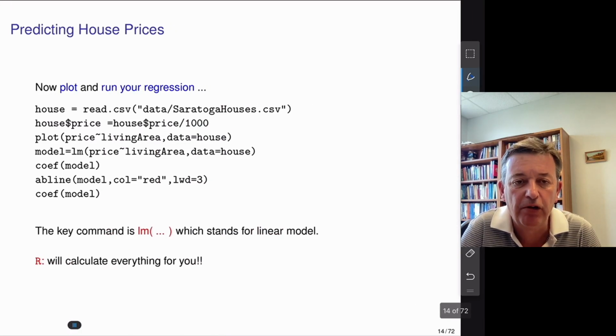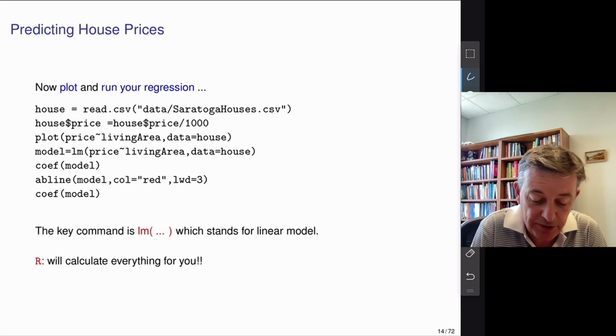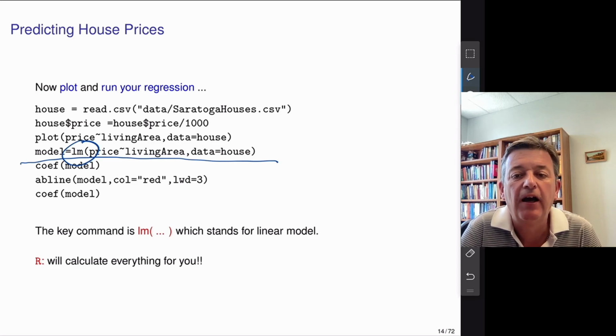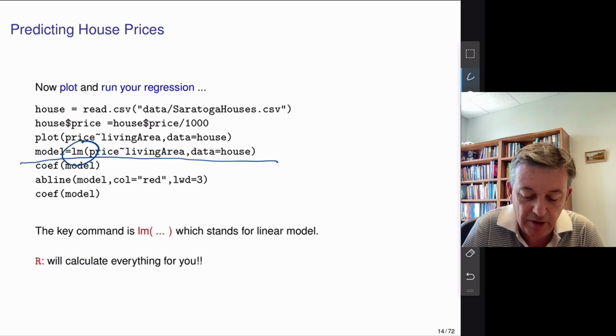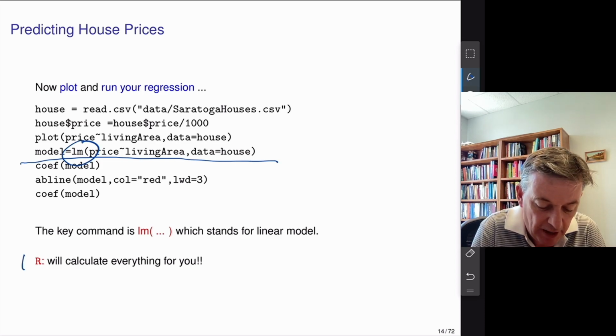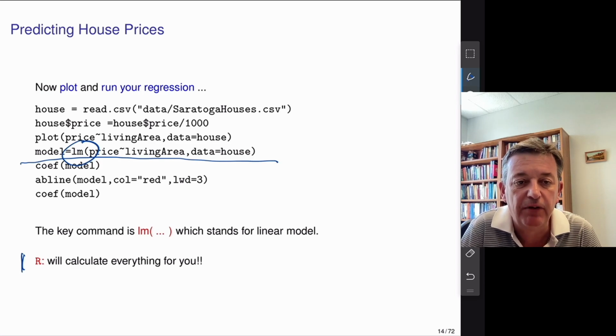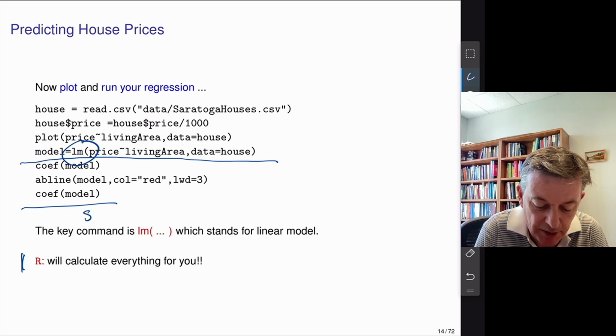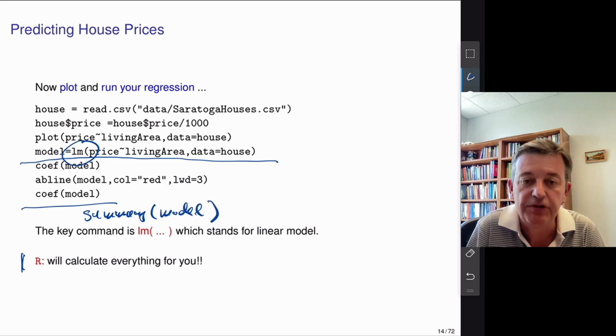What does the R code look like? It looks like this. The key line is really this one here, where you build your regression model using the linear model command lm, run a regression of price on living area. And as I said before, R will calculate everything for you. If you want the coefficients of the model, use the coefficient command. If you want a list of everything, use the summary command.